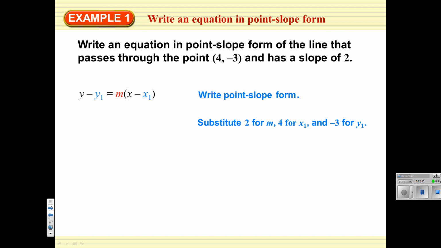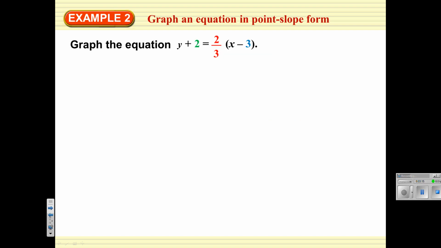So here's what we do. So how did this become a +3 when our y coordinate is a -3? Again, remember, it's y minus the y coordinate, which is -3. So those two negatives work together to make this a positive. So that would be your point-slope form. That's it. That's all there is to it, just substituting in at this point. Okay? All right, so now our next example is to graph an equation in point-slope form.